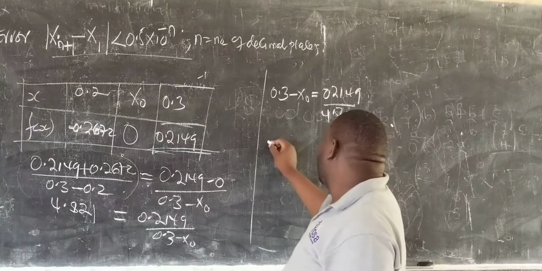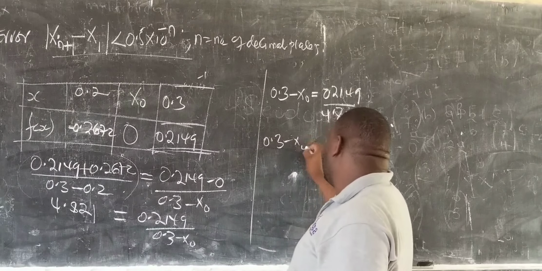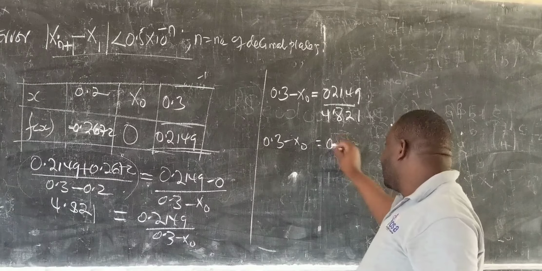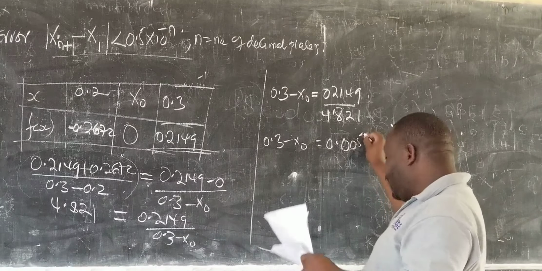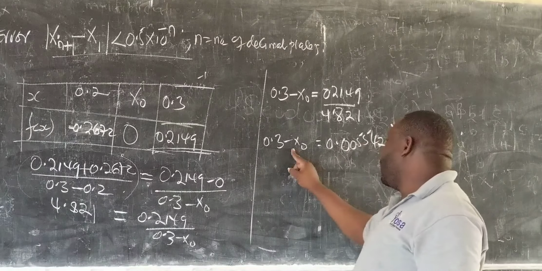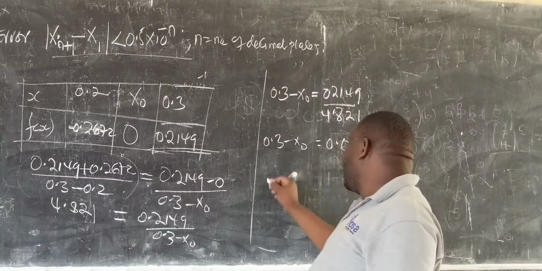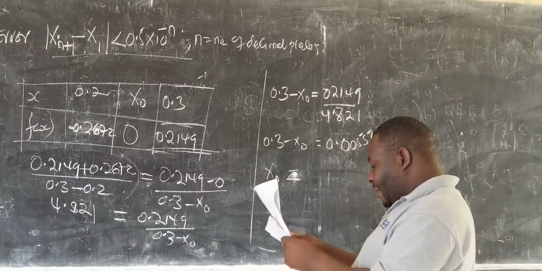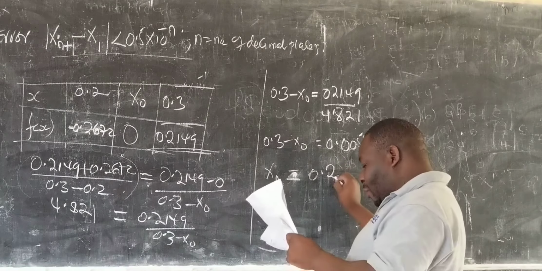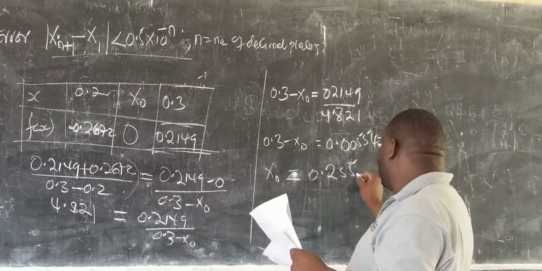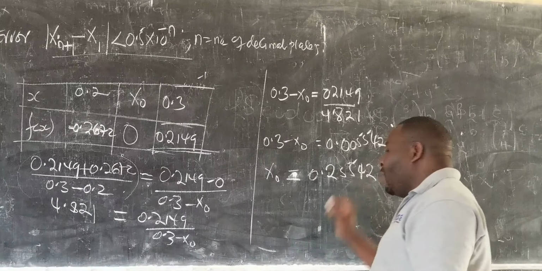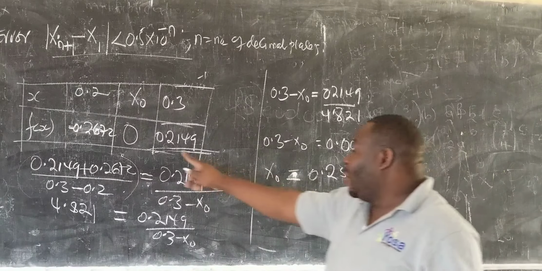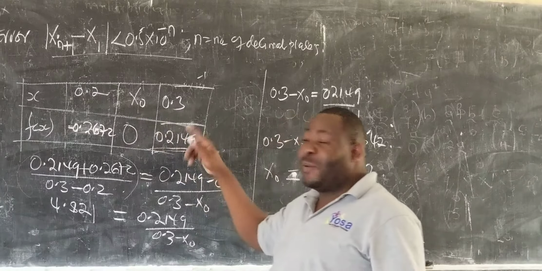Then this one will give us 0.3 - x naught equals, when we computed the whole of this, the result was 0.00542. So when we make x naught the subject, by taking this one to the other side, x naught gives us a value of 0.25542. You maximize the number of decimal places for calculation purposes, and you can clearly see that x naught will lie between 0.2 and 0.3.